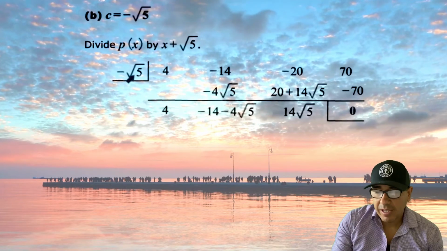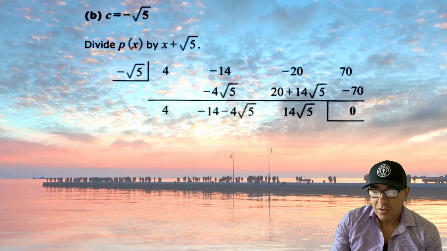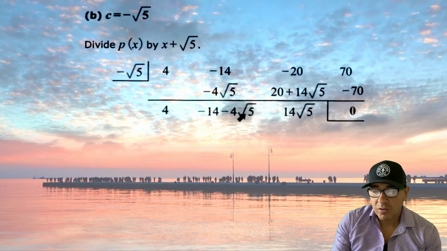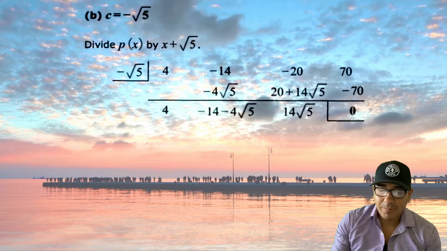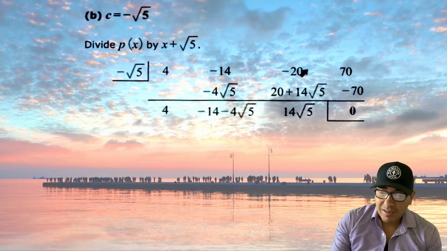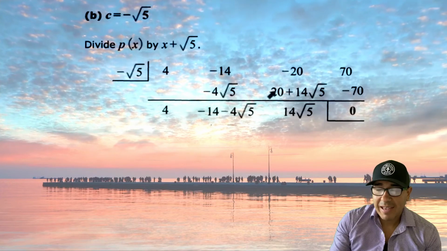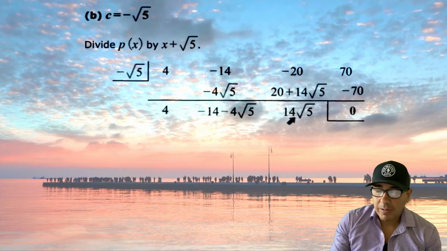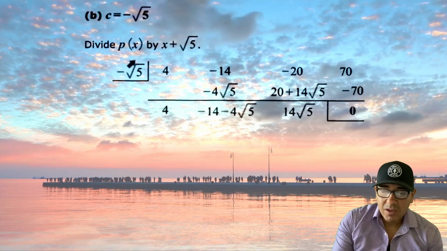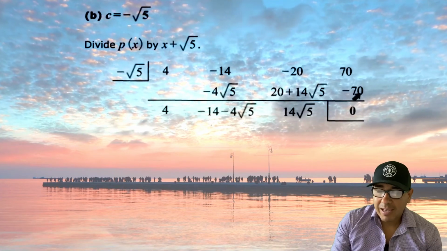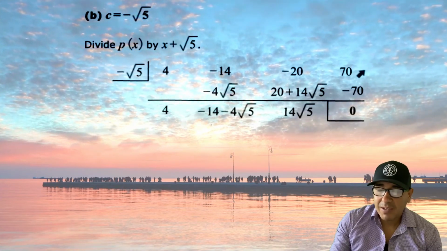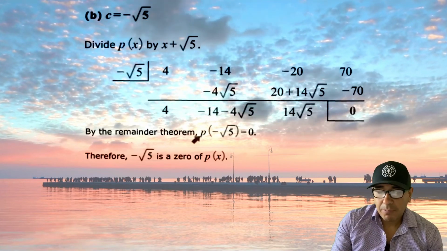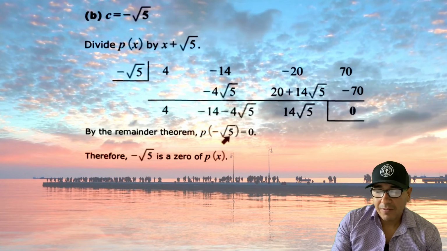So we're just going to distribute negative square root of 5 times negative 14. So you get positive 14 square root of 5, and then negative square root of 5 times negative 4 square root of 5, and you get 20. All right, so now we're going to add these two, this negative 20 and this 20, they cancel out. So you're left with 14 square root of 5. Now you multiply 14 square root of 5 times negative square root of 5, so you end up with negative 70. 70 plus negative 70 equals, boom, 0. So by the remainder theorem, p of negative square root of 5 equals 0.